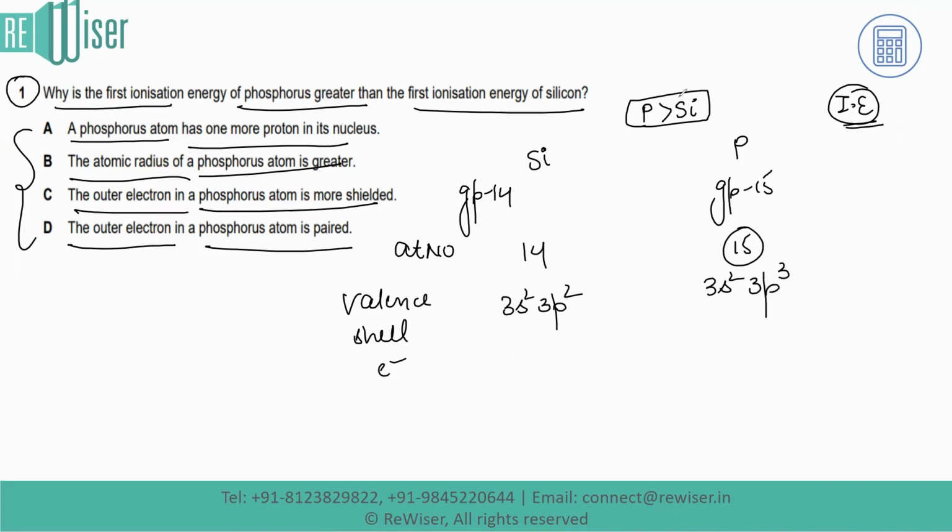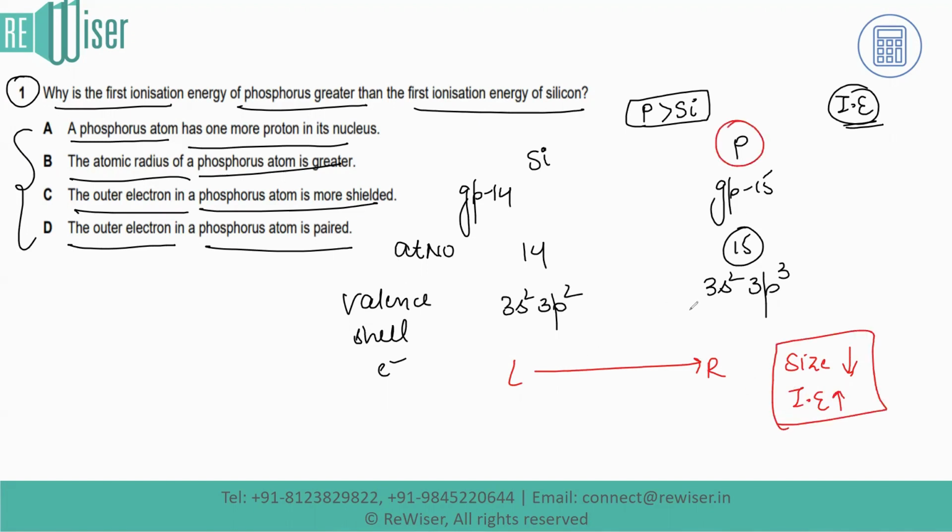And we know as we move from left to right, size decreases and ionization energy increases. So see, phosphorus lies after silicon. So as you move from this side, the size decreases. Why is size decreasing? The reason is that phosphorus has one additional proton in its nucleus.